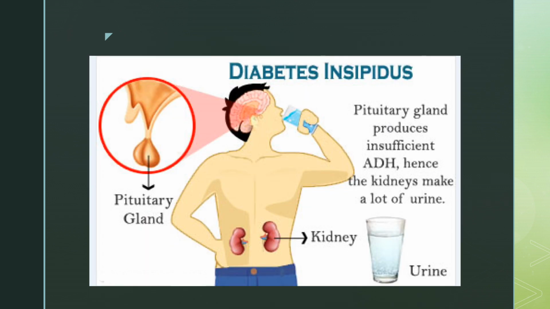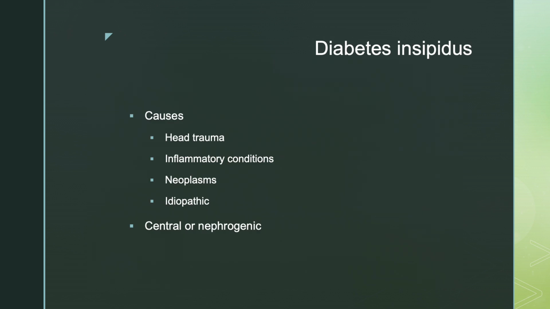So what happens in diabetes insipidus is that the hypothalamus and the posterior pituitary are not secreting enough antidiuretic hormone, which means that even in cases of shrinkage of the plasma volume, the kidney is not able to retain fluid. Hence, the patient feels thirsty all the time and drinks a lot of water. Diabetes insipidus can be caused by head trauma, inflammatory conditions, neoplasia, or idiopathic causes. Anything that results in ablation of the posterior pituitary or the hypothalamus could result in diabetes insipidus.